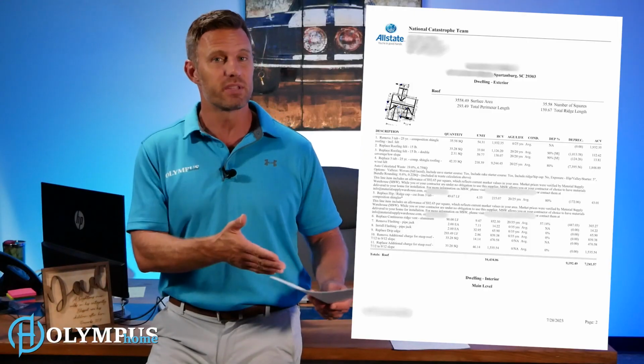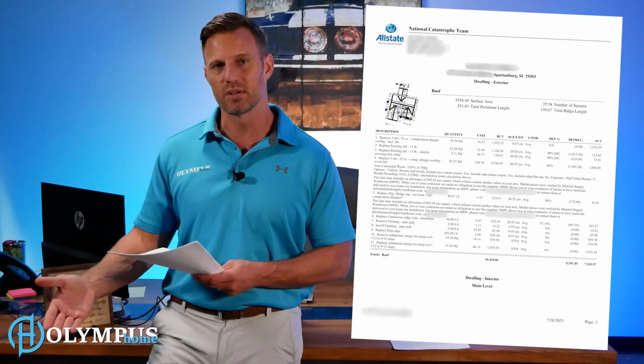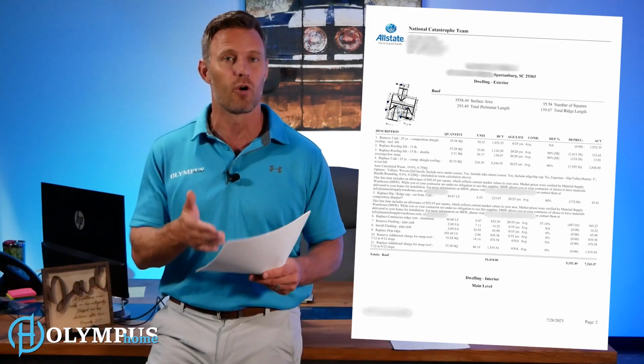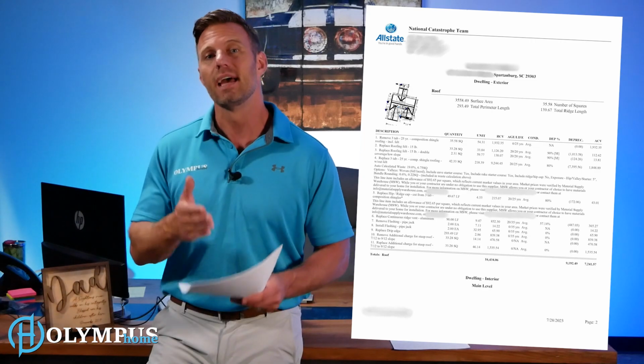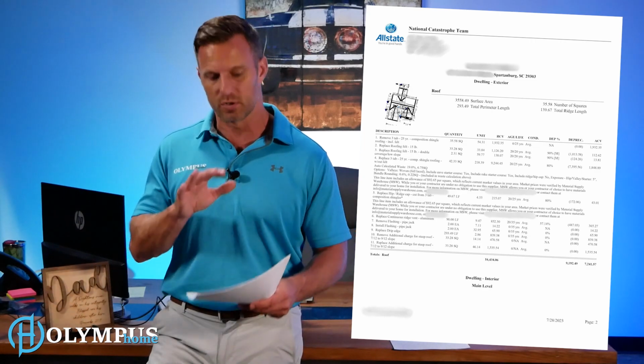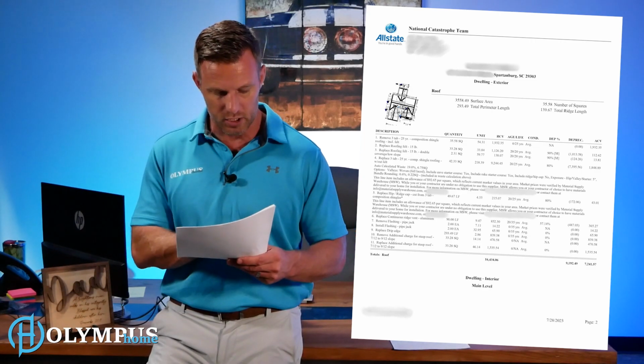Some insurance companies put this on the scope. Some insurance companies don't put this on the scope. If you do have ridge vent on your home now, they will always add it to your scope. If you don't have ridge vent, it may become a building code upgrade, which we're going to show you a little bit later.